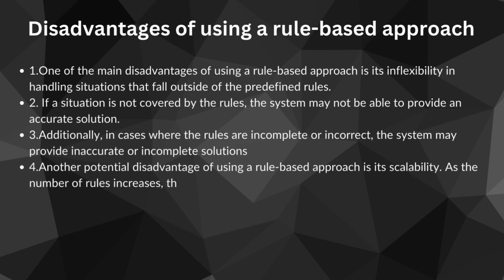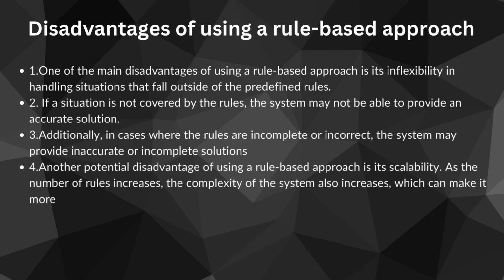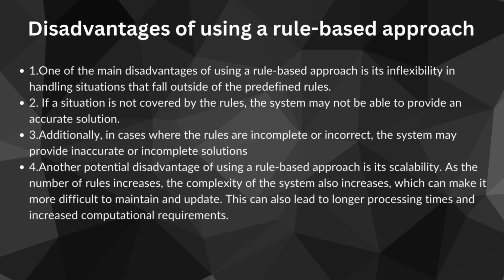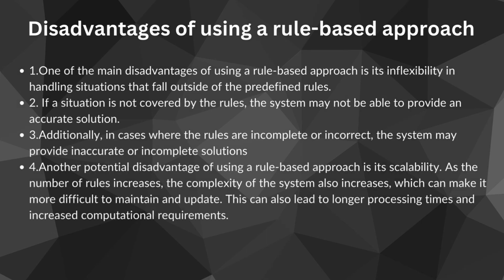Situations outside rule coverage may result in the system's inability to deliver precise solutions. The absence of rules for certain cases could lead to gaps in problem solving capability. Also, it has the disadvantage of risk of inaccuracies. Additionally, in cases where the rules are incomplete or incorrect, the system may provide an inaccurate or incomplete solution. There is also one more disadvantage, scalability.